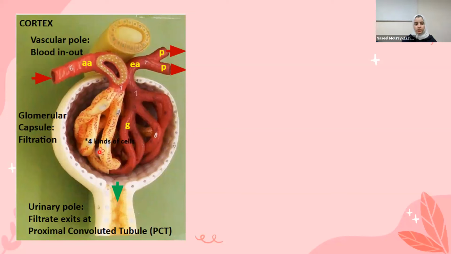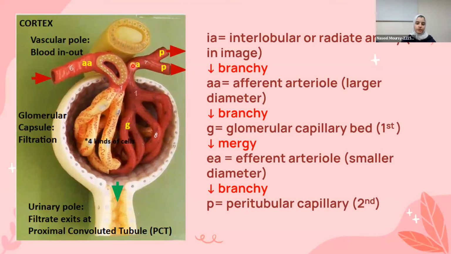All right, so we branched and went all the way here, but then it has to go back out. In order for them to go back out, they have to merge together and form EA. Now what's EA? Efferent arteriole. All right, and now the efferent arteriole again branches into P. What's P? Peritubular capillaries. You guys are amazing.